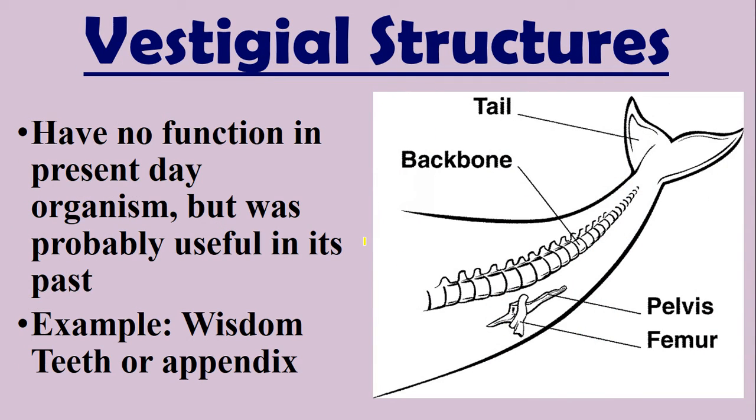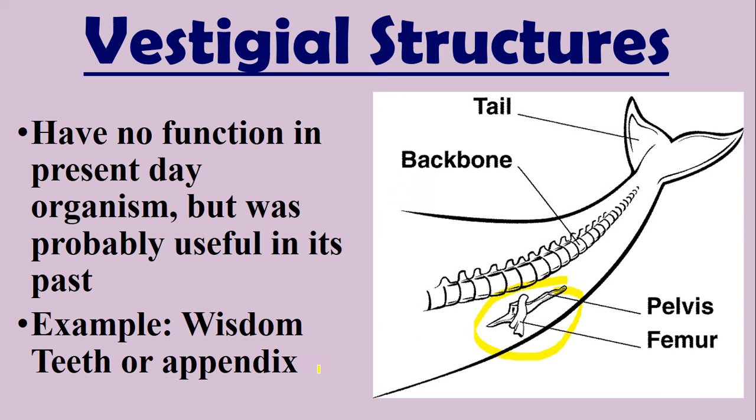Vestigial structures have no function in present day organisms, but they probably were useful in the past. So this is a whale. You have the backbone and the tail, but you have something called the pelvis and the femur, which are related to walking. But whales don't walk, they swim. They still have the bones, because maybe in the past they once were on land and they went back to the ocean. There's a theory out there that some marine mammals once lived on land and then went back into the water because it was easier for them to get food.